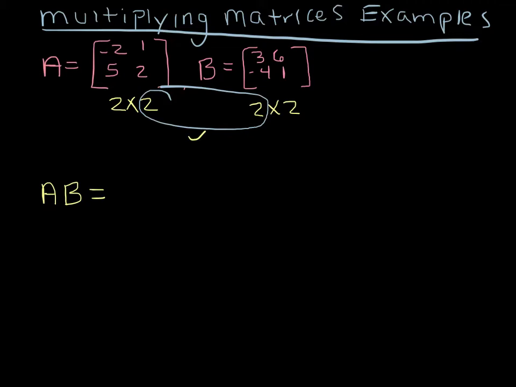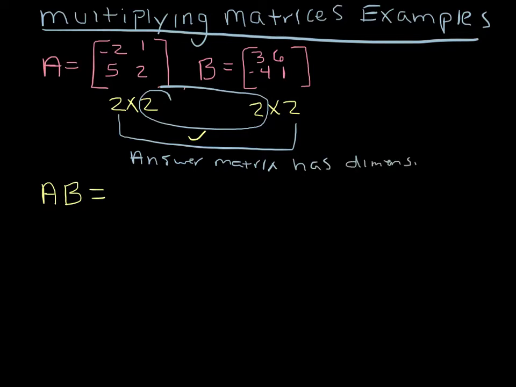The other thing I want to point out is that your answer matrix is going to have dimensions given by those two outer numbers. So it's going to have dimensions 2 by 2 as well. Okay, and there are so many 2's in this example, but in the next example you'll see more clearly how that works.